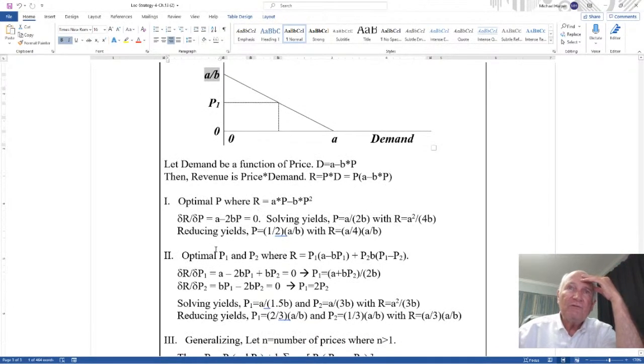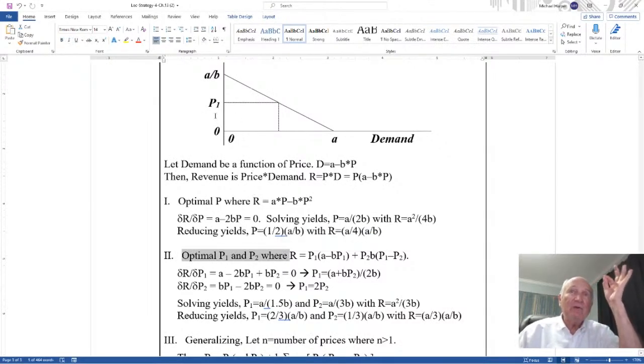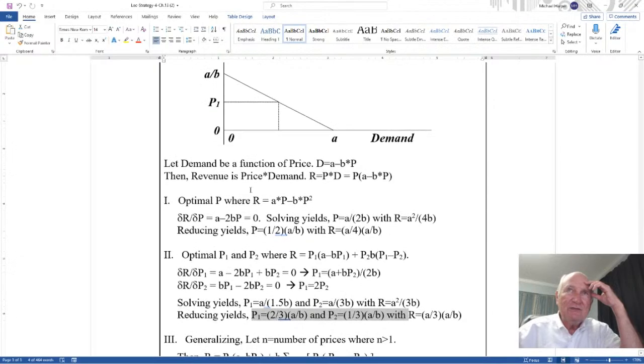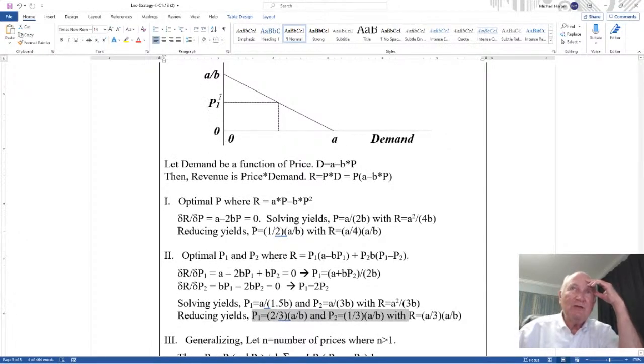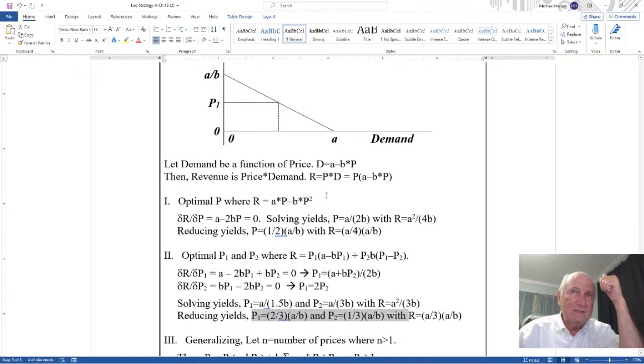Okay, but what if you had two prices? Like I'm going to have an initial P1 price, then I'm going to discount it. Where should those prices be? Well, as it turns out, theoretically, P1 is 2/3 and P2 is 1/3. So you divide this in thirds, and P1 is 2/3 of the maximum price, and the discounted price is 1/3 of the maximum price. And that will maximize. But that revenue then is more. Your revenue increases.